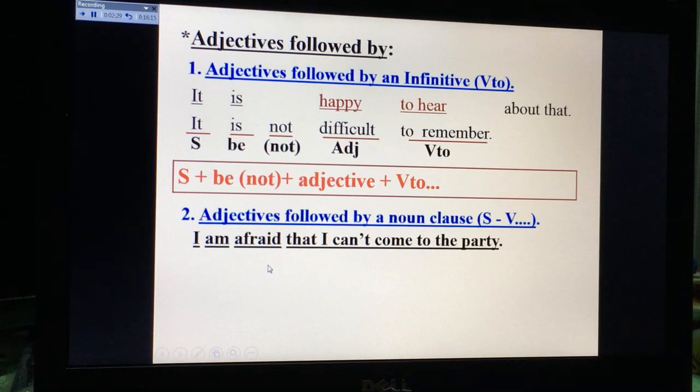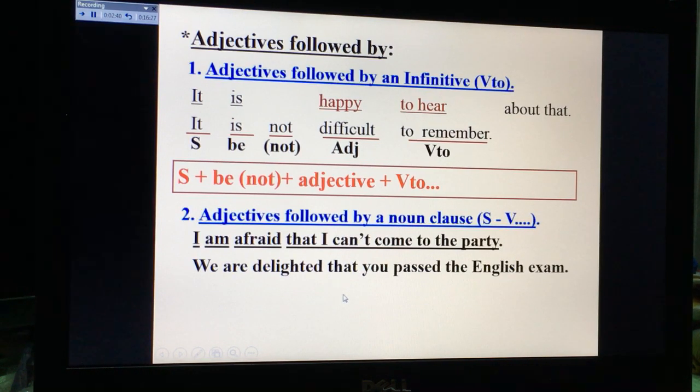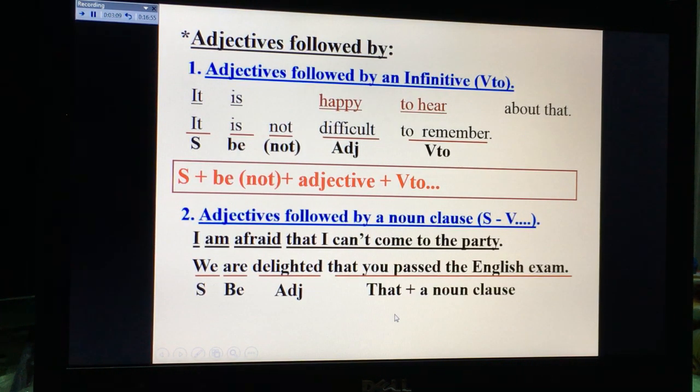So here, what is after an adjective? After the adjective afraid, we use a noun clause. Now look at the next example. We are delighted that you passed the English exam. So here, the same as the first sentence. We have delighted. Delighted is an adjective, and after delighted we have that you passed the English exam. That you passed the English exam is called a noun clause too. So after an adjective here we have a noun clause.